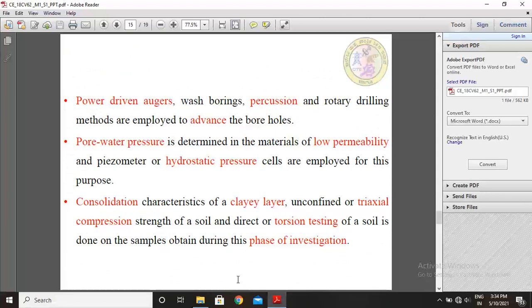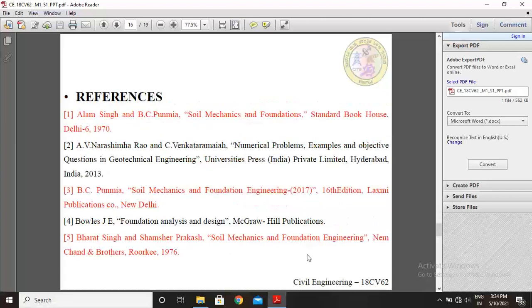Next, power driven augers, wash borings, percussion and rotary drilling methods are employed to advance the boreholes. Pore water pressure is determined in materials of low permeability, and piezometers or hydrostatic pressure cells are employed for this purpose. Consolidation characteristics of a clay layer, unconfined or triaxial compression strength of a soil, and direct shear or torsion testing of a soil are done on the samples obtained during this phase of investigations.